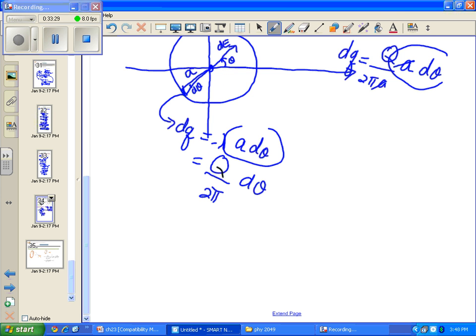If this is theta here, we can see that we've got a dEx and a dEy. Now, here's where I'm going to stop, and I'm going to show you the symmetry of this situation. Suppose that instead we had chosen this to be our dq. Well, then this would be our d theta right here, and we would have a dE that would point along this direction, having components dEy and dEx. Notice that this dEx would cancel this dEx.